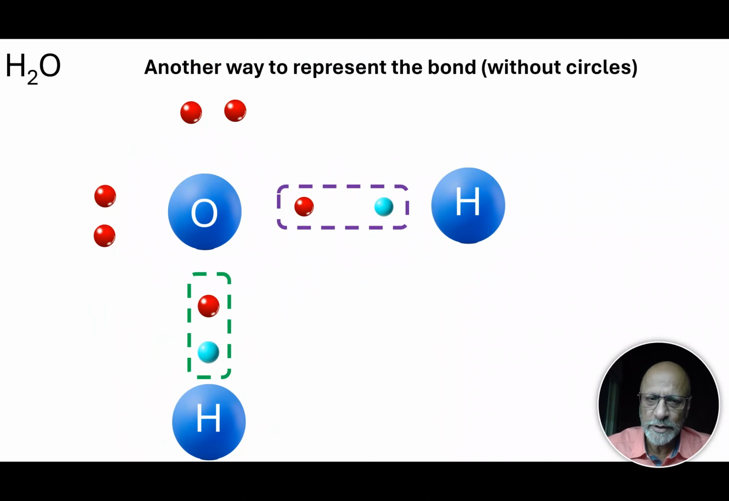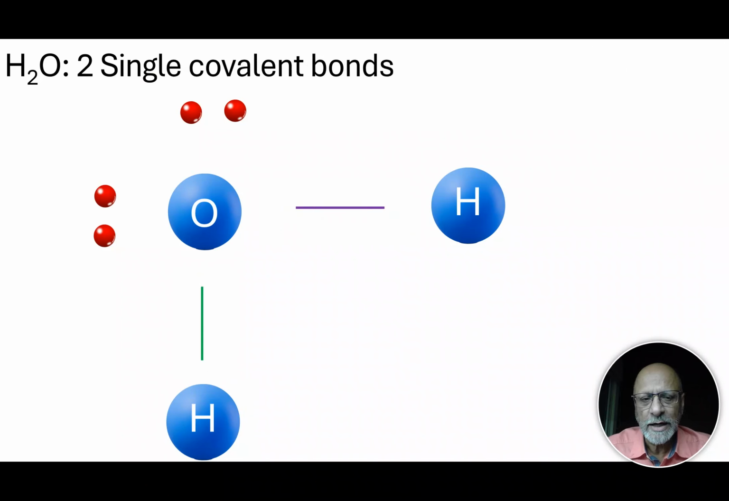And now another way to represent this is without the circles, is to show the shared bond between oxygen and hydrogen and the other shared bond. These are both single covalent bonds, also represented by a single line. So on that line you have 1 electron belonging to oxygen, 1 electron belonging to hydrogen.